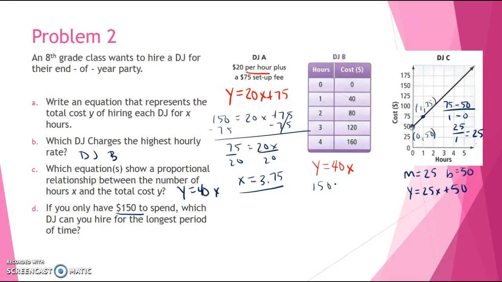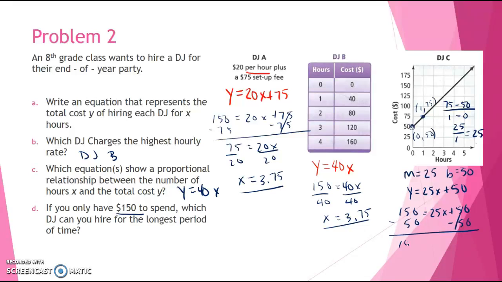I'm going to do the same thing here. 150 equals 40x. Divide by 40. And so x gives us 3.75. So right now they're the same. And now I'm once again going to do 150 equals 25x plus 50, and I'm going to solve. Now this step here where we're plugging into y and solving for x, that is something you're going to be doing in your homework. And yes, I want work turned in for your homework. So when we subtract 50 from both sides, we get 100, divided by 25 gives us that x equals 4.